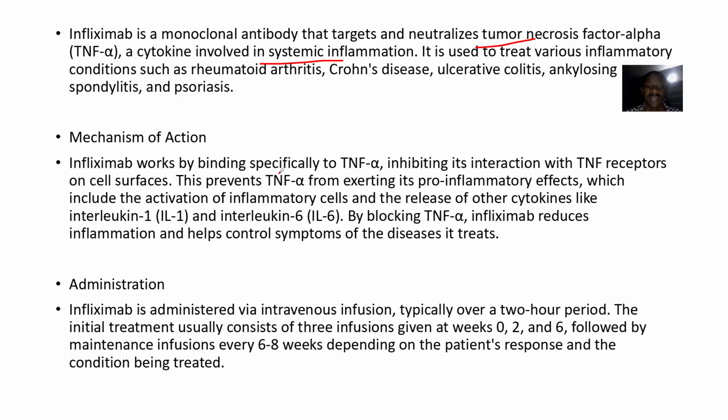Right? So it acts by binding specifically to the tumor necrosis factor alpha. This will now inhibit its interaction with what? Tumor necrosis receptor on the surfaces. So this will now prevent what? Tumor necrosis factor from exerting its pro-inflammatory effect, which includes what? Activation of inflammatory cells and the release of other cytokines like interleukin 1, interleukin 6. So now, when you block the tumor necrosis factor, you now reduce inflammation. All right.